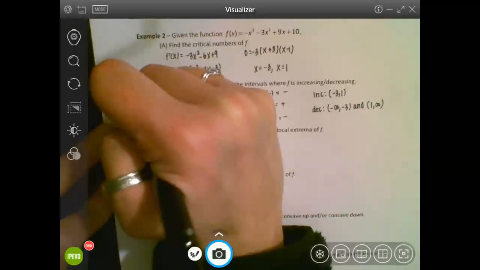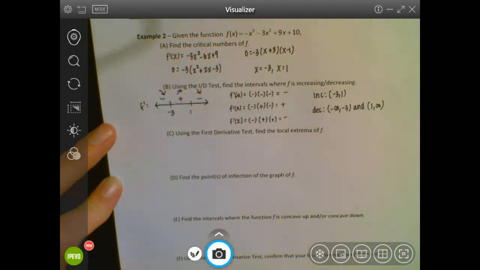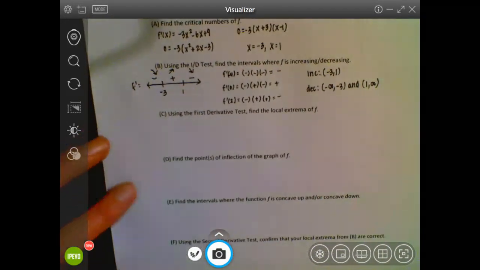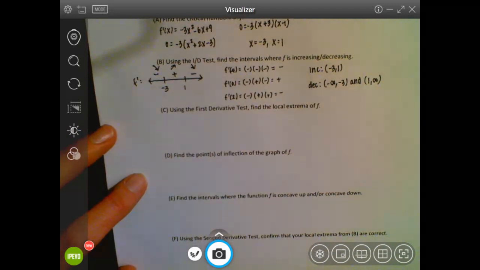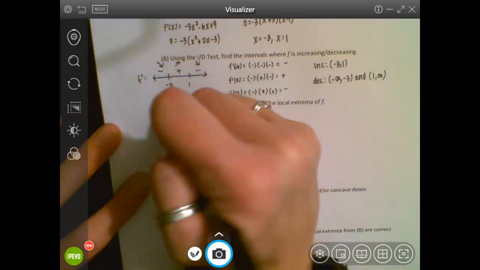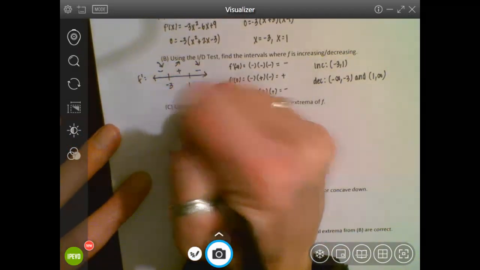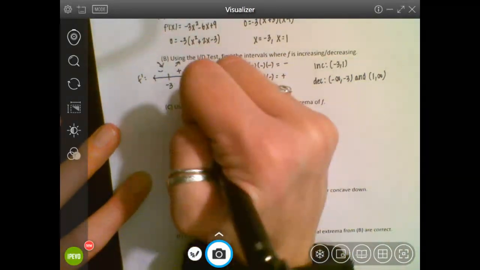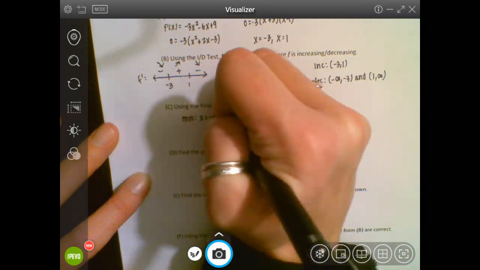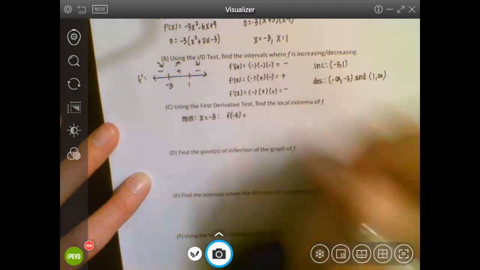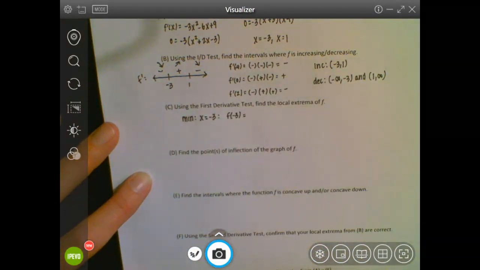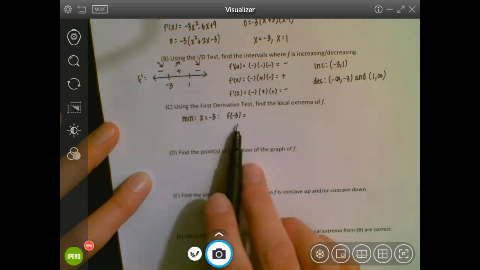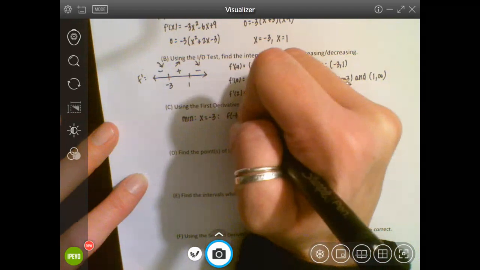I'm going to label that as my f prime. So that's what I'm talking about, the first derivative. Then I can determine what my local extrema are. So I know that there's going to be a min happening at negative 3. I'm going to find out what that y value would be by plugging that back into my original function. Again, I can use a calculator here to help me out with my calculations. I believe that gives us negative 17.